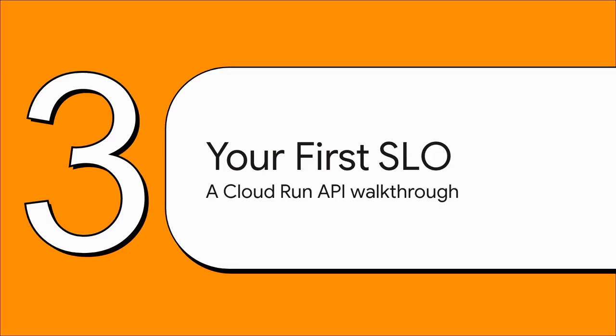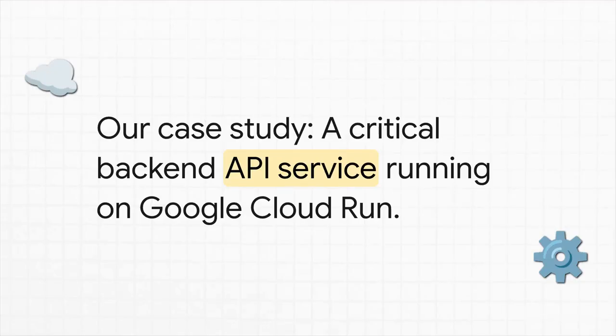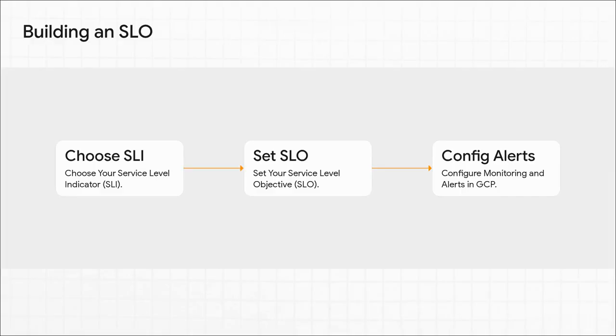Okay, enough with the theory. Let's make this stuff real. We're going to build an SLO from the ground up for a pretty standard API running on Google Cloud. So let's imagine our service is a critical API. Maybe it pulls up user profiles or it processes transactions. It's something where if it's slow or down, the business feels it. And the process is actually way easier than you'd think. It really just boils down to these three simple steps. Let's take them one by one.